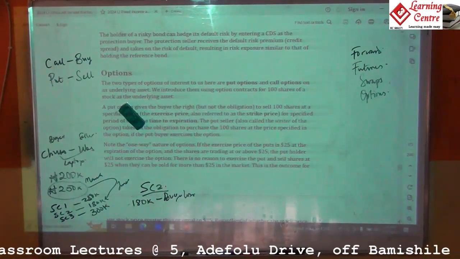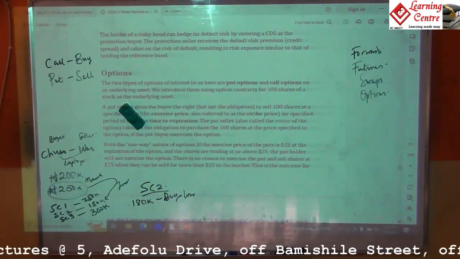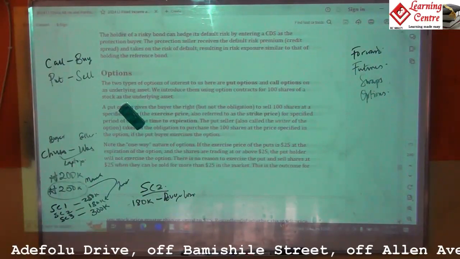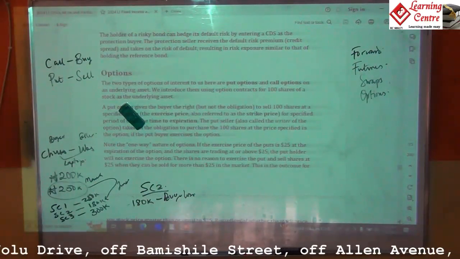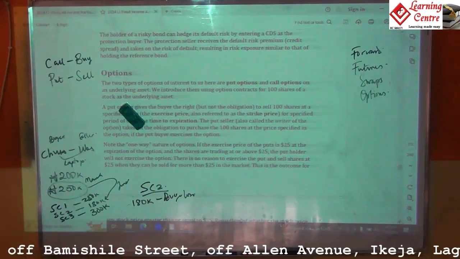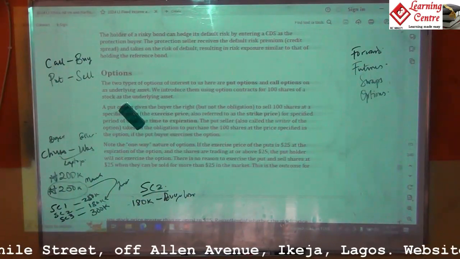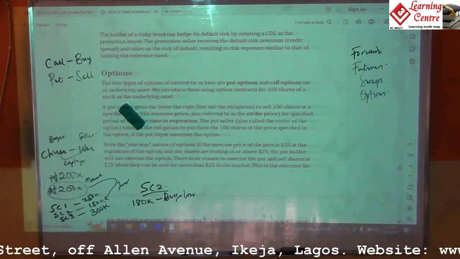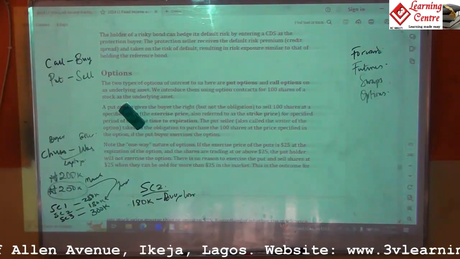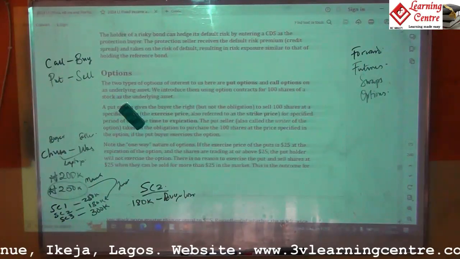Normally I would have lost here. But because there's an option on the table, what does that mean? An option is a right, but not an obligation. The right means I have the chance to take it or not take it. An obligation is something that you are forced to do. Do you understand? So it's an option, I'm not forced to do it. So I only take it when it benefits me. When it doesn't benefit me, I leave it alone.